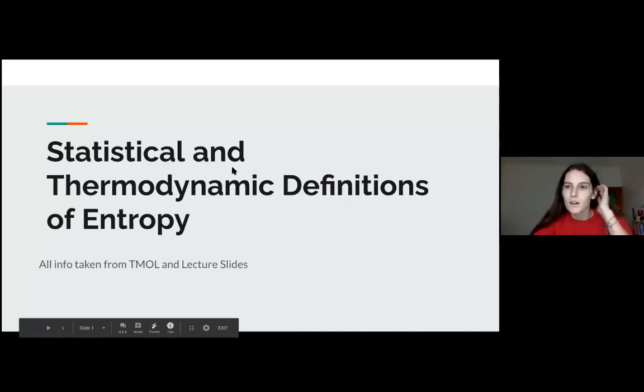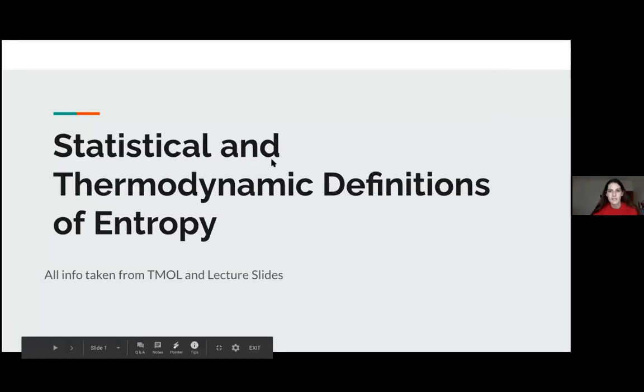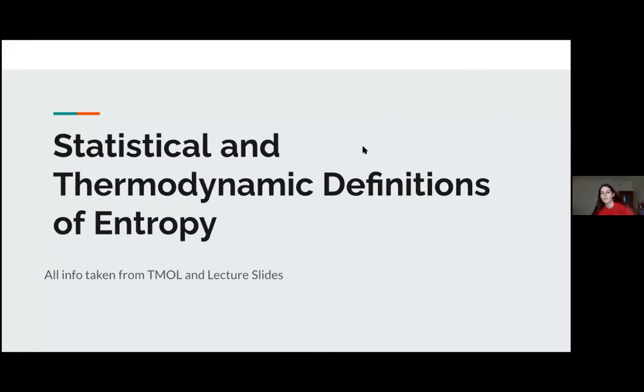Okay, so I'm going to be talking about the statistical and thermodynamic definition of entropy and explaining how they differ and how they're the same. All of the information will be from the textbook and the lecture slides if you need to reference anything.